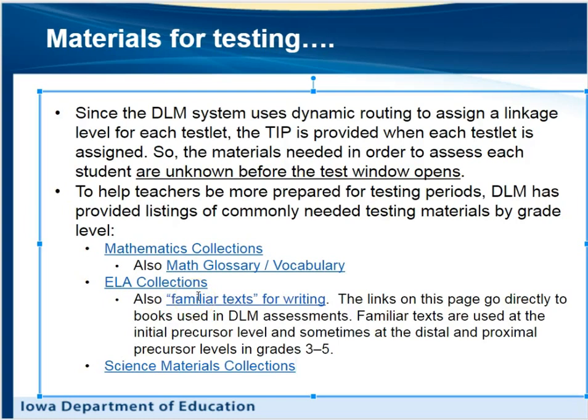Very important here, I'm going to take a link to the familiar text for writing. This link will go directly to some of the books that are actually going to be used in the DLM assessment. Now, at the initial precursor level and sometimes at the distal and proximal precursor levels, there is this concept of students having familiar texts. So these are available. They're not secret. You can use these in your instruction at different grade levels.